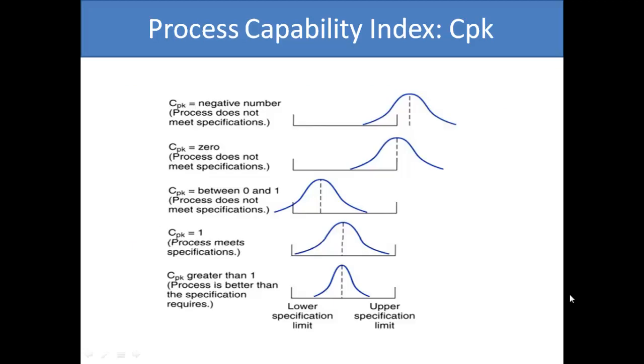We'll see a few examples. Observe this figure. In the first one, CPK is negative as the process average is too far from the target. In the second and third also, the mean is away from the target. In the fourth, CPK is equal to 1 as the process met the specifications. In the fifth, CPK is greater than 1 as the process is better than the specification requirements.